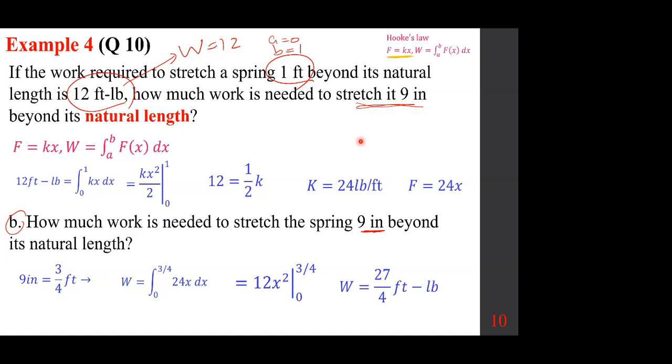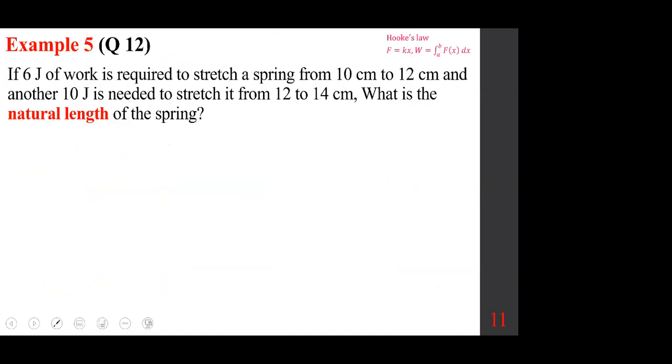Okay, here's another one, and basically we have overkilled it. I'm going to look at one more example of Hooke's law quickly, and then we change gears. According to this, we need 6 joules of work. So we are going back to the SI or metric system, class. If 6 joules of work is required to stretch a spring from 10 centimeters to 12 centimeters, and another 10 joules is going to take us from 12 to 14, what is the natural length of this spring?